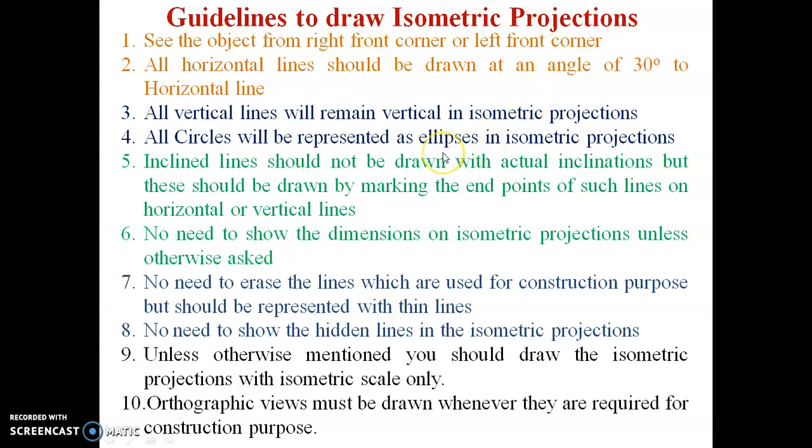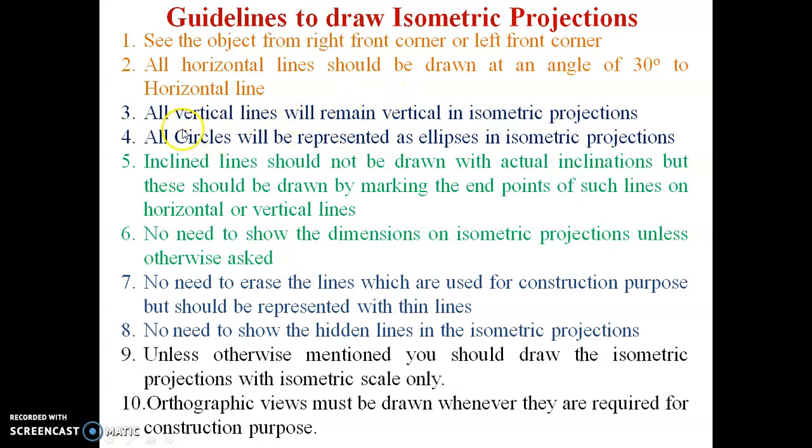So if you have got any object and you are viewing it from the front side, you have to see either from the right front corner or the left front corner. Then the second one: in isometric projections, all the horizontal lines should be drawn at an angle of 30 degrees to the horizontal line. You cannot draw the line as a horizontal line; in fact, you have to represent that line with an inclination of 30 degrees to the horizontal line.